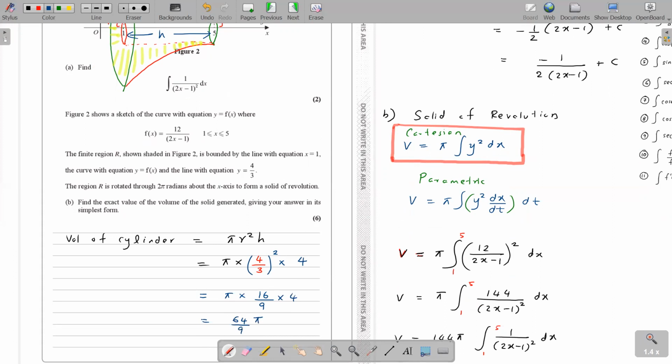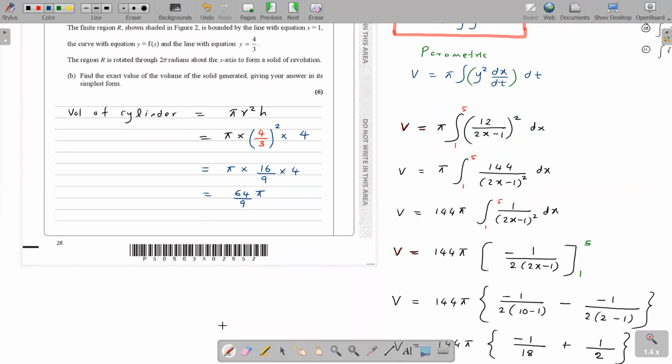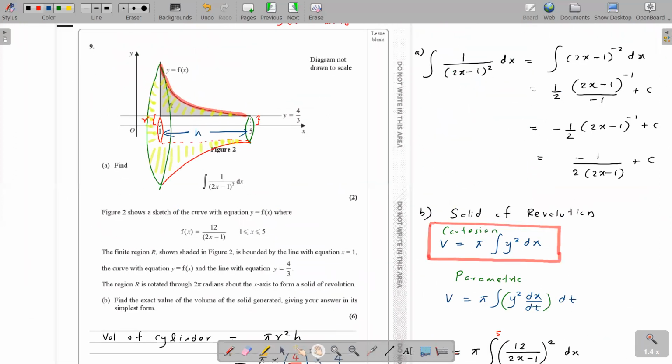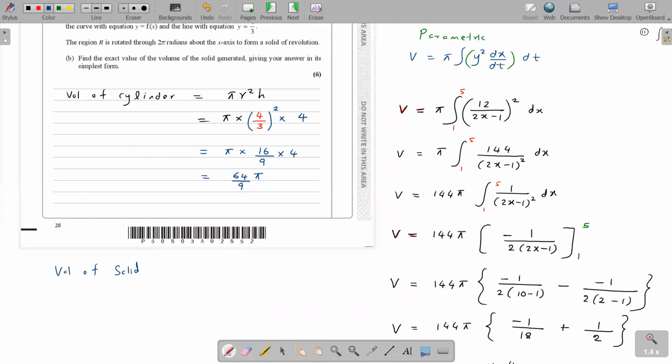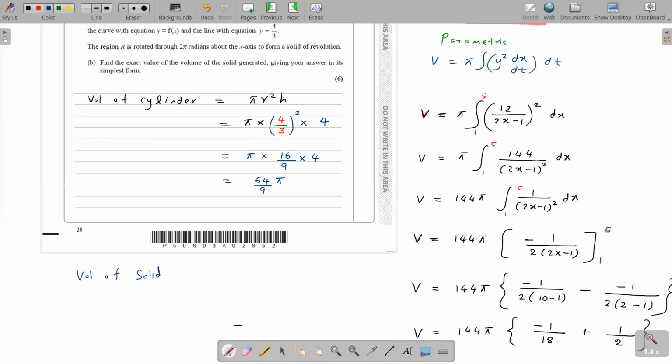And then the volume of the solid. How do I get the volume of the solid? The volume of the solid that is generated is basically the volume of this section without the cylinder. So how do we get that? Volume of the solid is the volume of the entire total thing, 64π, and you subtract 64/9 π, isn't it? So 64 minus 64/9 is 512/9. And then you can just put the π.